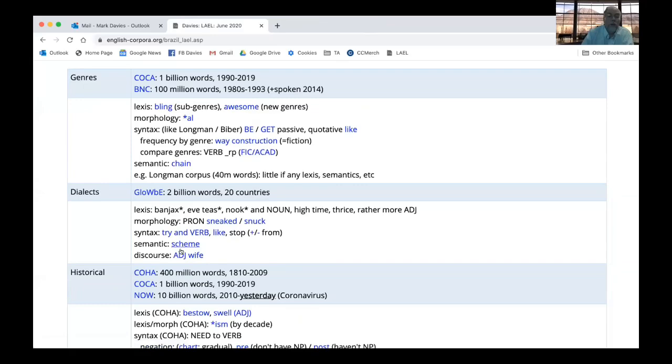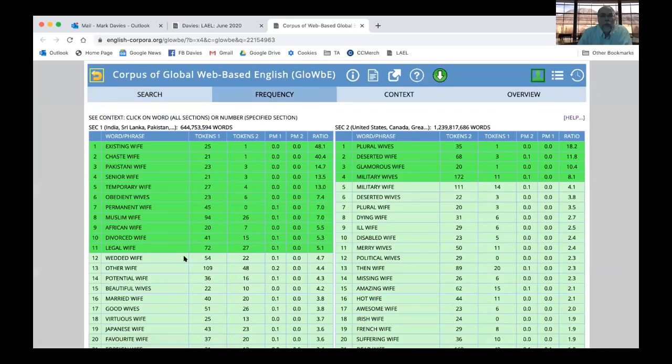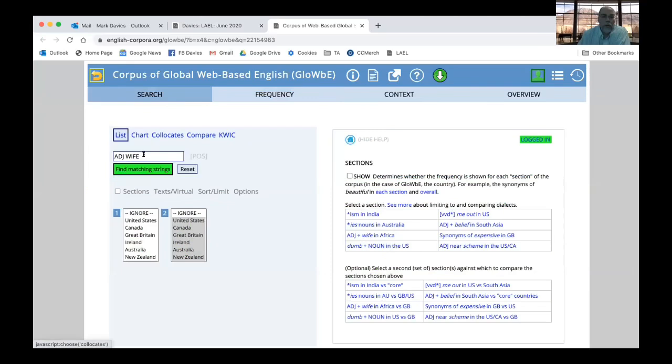The last thing I want to do really quickly in terms of variation between dialects is to look at how we can just do a very, very simple search and have it provide really interesting insight into cultural issues. So in this case, I said, look for adjective wife and compare India, other parts of Asia and Africa, compared to what Kachru and others might call the inner circle dialects: US, Canada, Great Britain, Ireland, Australia, New Zealand.